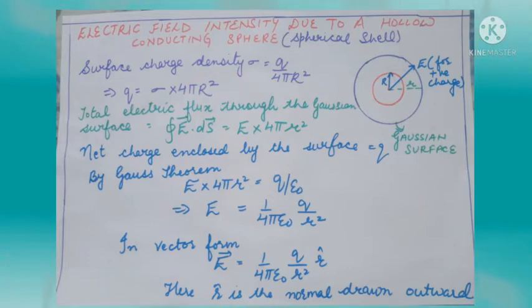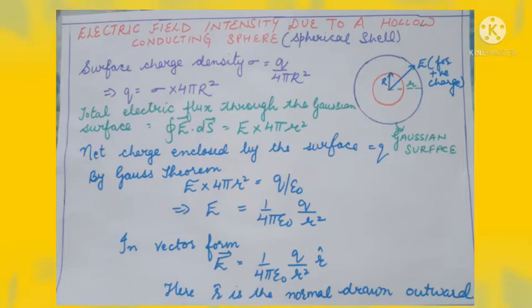Net charge enclosed by the surface is given by q, children. So according to the Gauss theorem, E into 4 pi r square is equal to q over epsilon naught. On rearranging, we shall get E equal to 1 over 4 pi epsilon naught q over r square. So children, in this way we have used Gauss theorem and we have got the answer for electric field intensity due to a hollow conducting sphere.